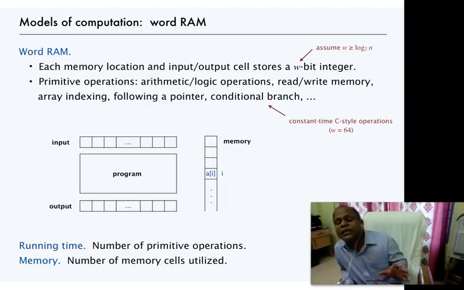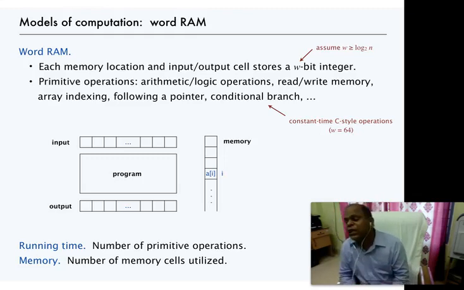Suppose it takes 5 primitive operations, then the time is 5 units of time. Suppose it takes n square primitive operations, where n is the input size, then we will say the time it takes is n square. This is the running time of the algorithm. In the RAM model, it is considered as the number of primitive operations that your algorithm has to follow.